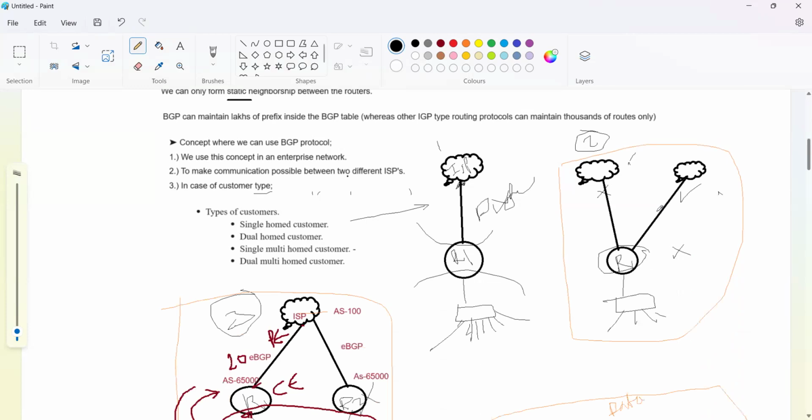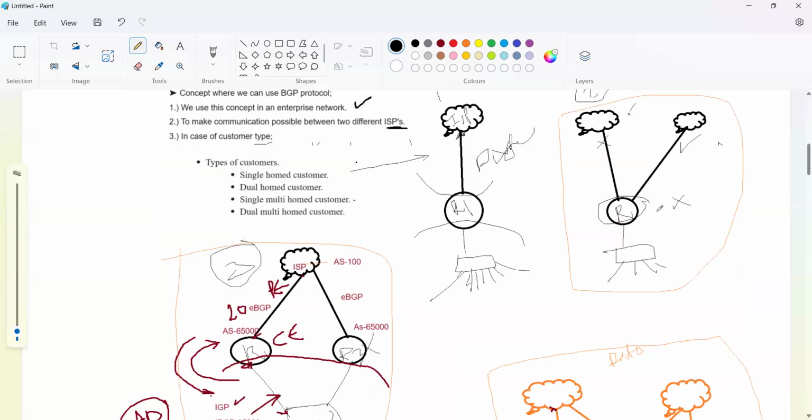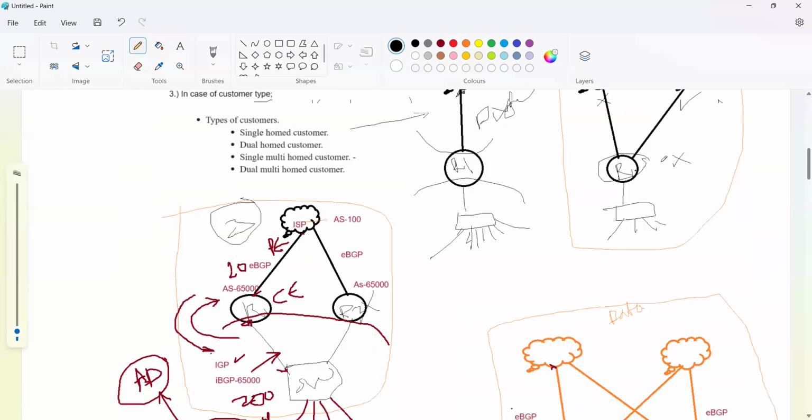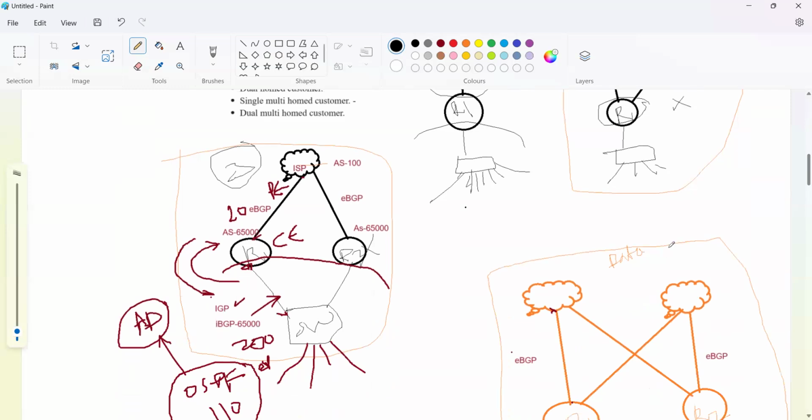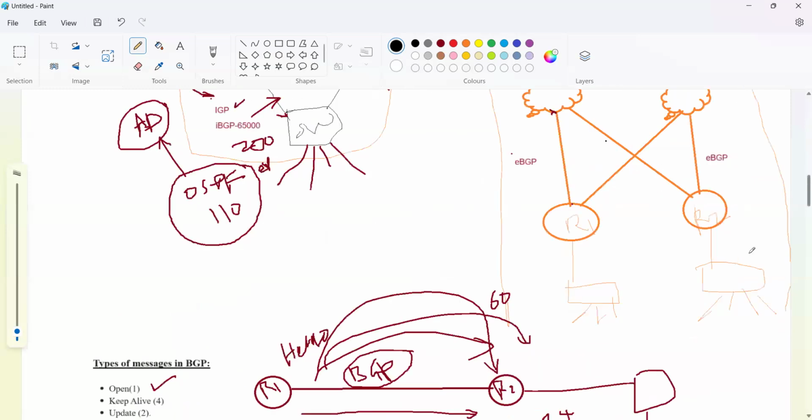We use it in enterprises that have a big network, with multiple branches. So we'll use the BGP protocol, and it is mainly used with two different ISPs. And we have customer types: single-homed customer, dual-homed customer, single multi-homed customer, and dual multi-homed customer.